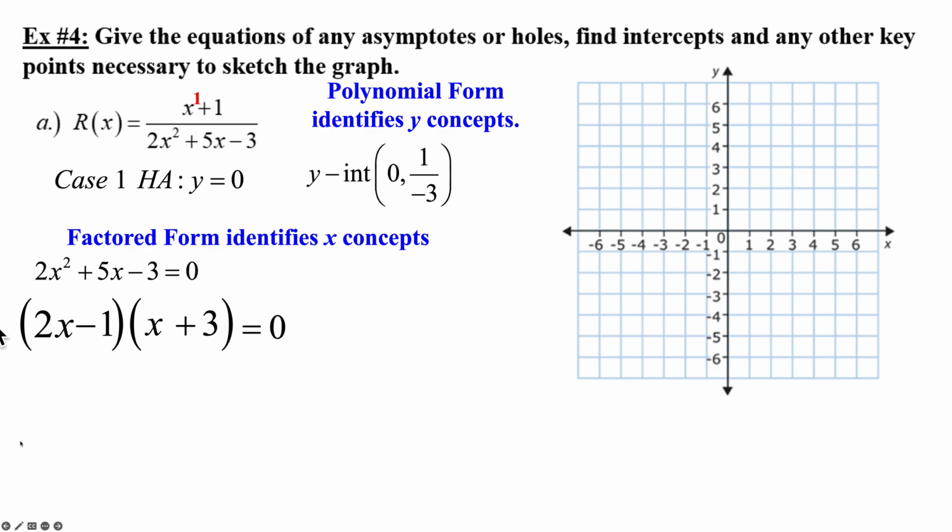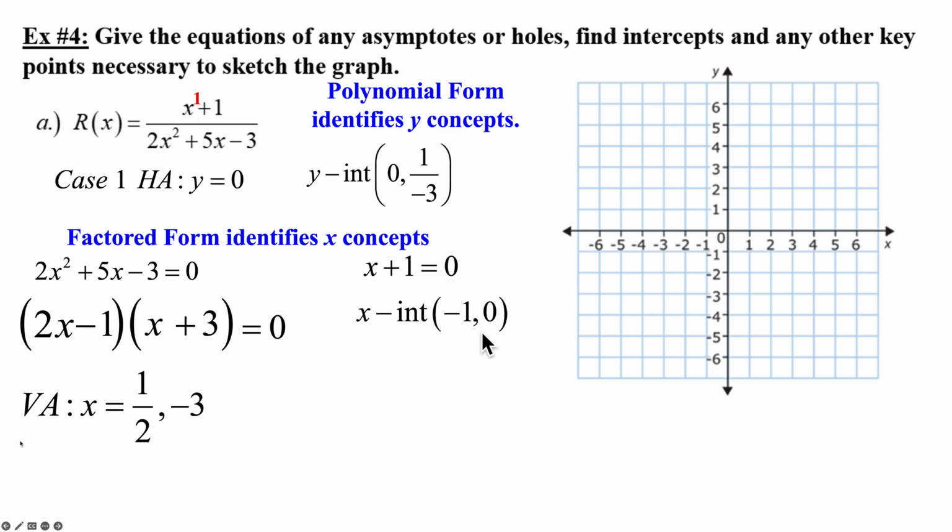Set it equal to 0. Solve for x. So let's see. Add over the 1, divide by 2. 1/2. Subtract over the 3. Negative 3. There's my two vertical asymptotes. X-intercepts, take the x plus 1 on the top, set it equal to 0, subtract over the 1. Negative 1 is my x-intercept. So now I can plot all this information.